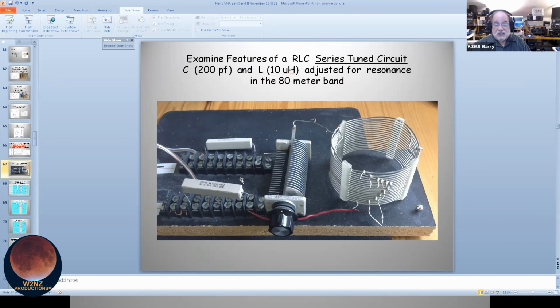So I hooked up just a simple resistor, capacitor, and inductor. And I thought, well, how about if I just play with my NanoVNA with this circuit? Because I hooked these up the way this circuit is showing, in series. So I have resistor, capacitor, and inductor. And I pulled these out of old tuners that I didn't need. I thought, well, let's see if I can tune it up for 80 meters, make a resonant circuit.